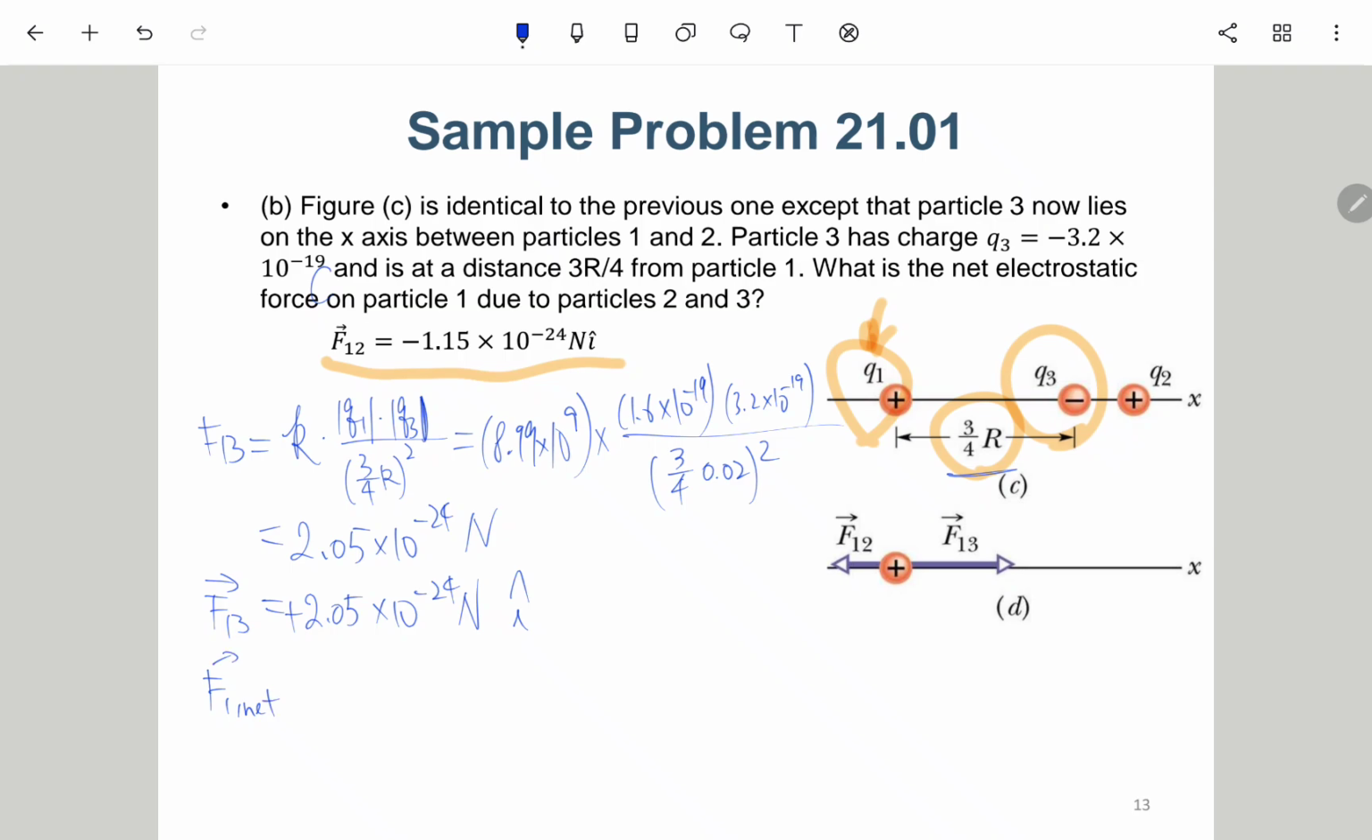Okay, so the net force acting on Q1 should be F12 plus F13. Which means we need to add this force with this one. So this is nothing but 9 times 10 to the negative 25 Newton i hat, positive. So the net force is actually pointing to the right side, or the positive x-axis.